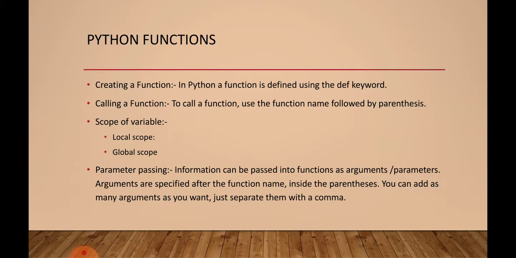Parameter passing. Information can be passed into functions as arguments or parameters. We specify them inside the parentheses after the function name. You can add as many arguments as you want, just separate them with a comma. For example, if you are printing the addition of two numbers, three numbers, or four numbers, you just put a comma there and you can give it to your function.